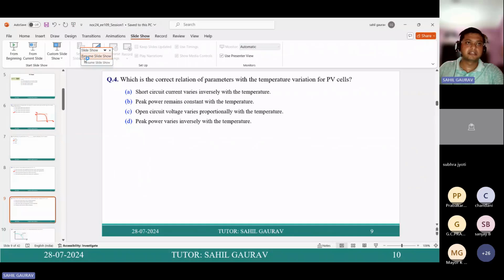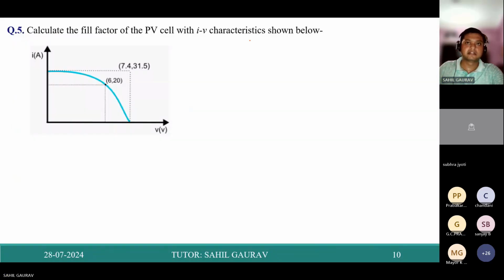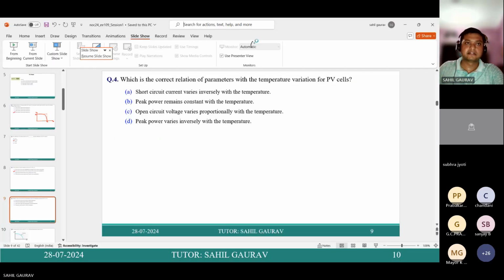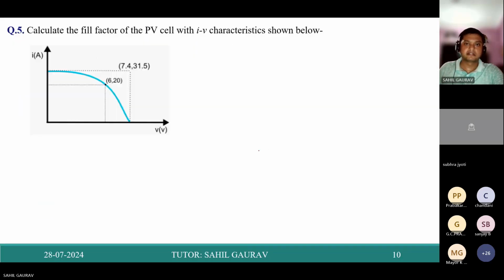There is some problem in my laptop also. Numerical type problem.